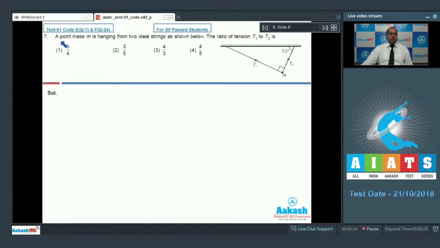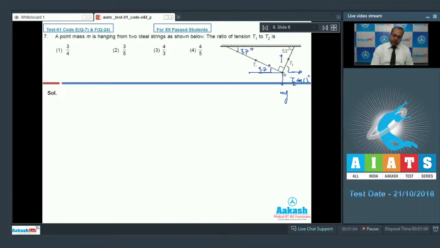In question number 7, a point mass M is hanging from two ideal strings as shown below. The ratio of tension T1 to T2 is, so it is given in the question, the point mass is in the state of equilibrium. So if I draw the free body diagram, then mg will act in this direction. If I take the components of T2, then this angle is 53 degree, so this component will be T2 cos 53 degree, and this component will be T2 sin 53 degree. Similarly, if I take the components of T1, then this angle is 37 degree.